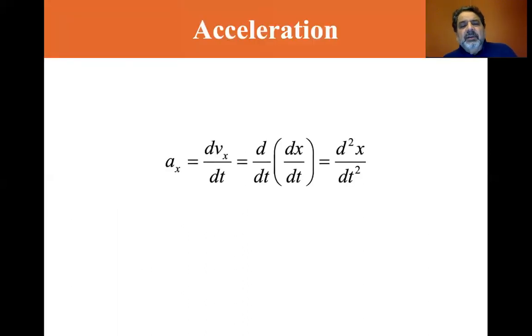Okay, acceleration. The acceleration is the derivative of the velocity. So acceleration is dvx over dt. But what is velocity? Well, velocity is the derivative of position over time. So it ends up being, acceleration is the second derivative, d squared x over dt squared. It's the second derivative of position. So the acceleration is the first derivative of velocity, and it's the second derivative of the position.